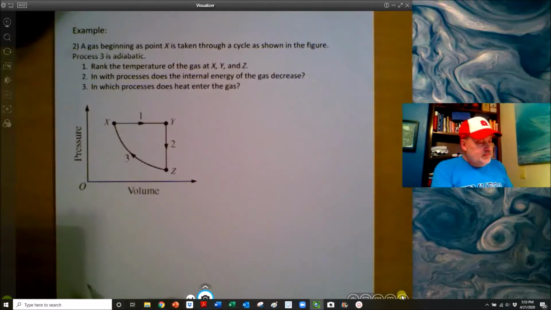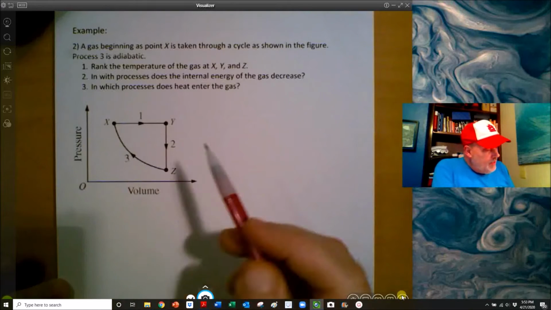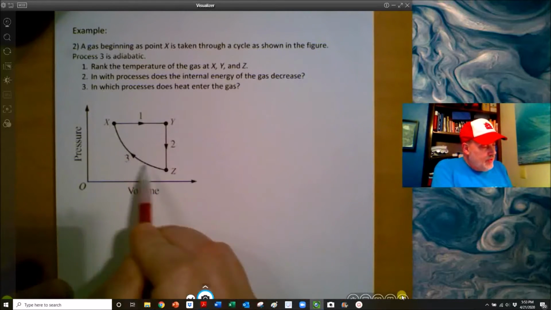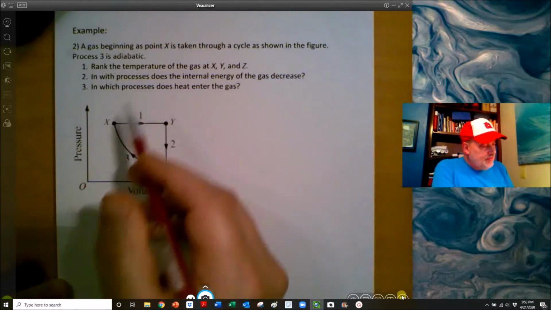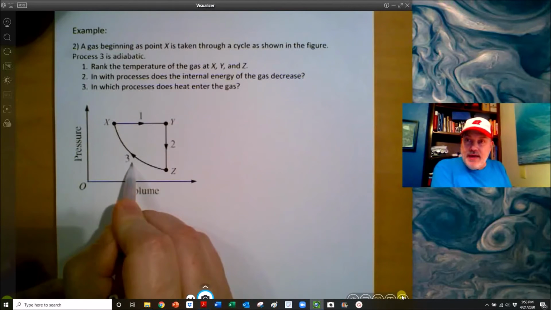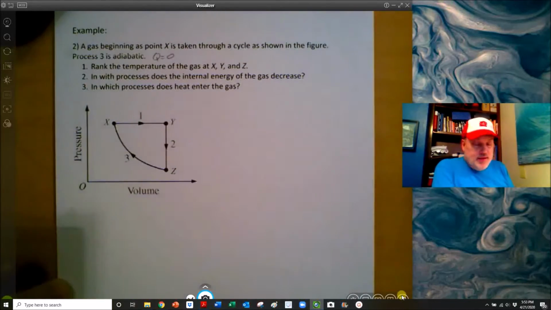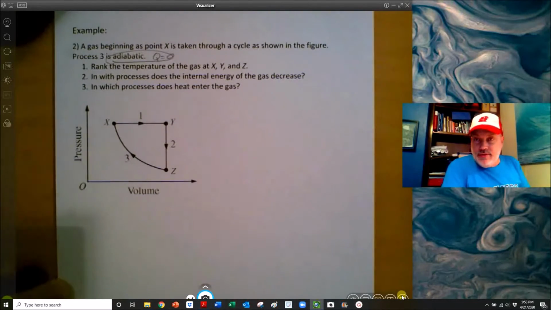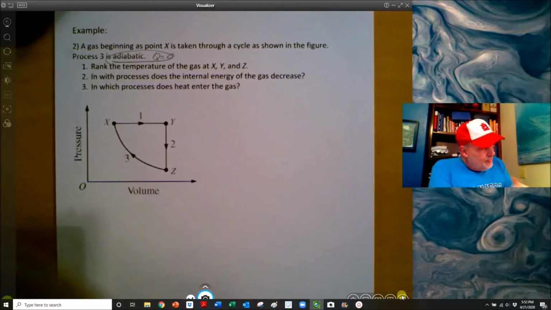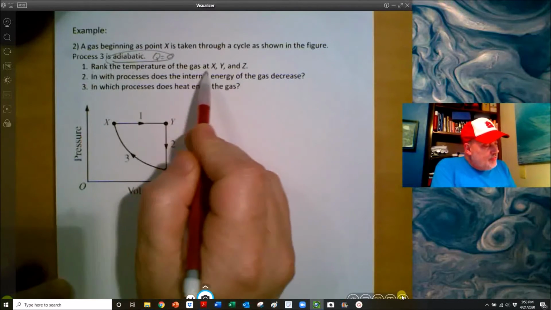distribution. In our second problem, we have a gas that begins at X and goes around a cycle around this process. And they tell us that this one here is adiabatic. So remember that adiabatic means that Q equals 0 for that process. All right? First temperature question is to rank the temperatures of the gases.